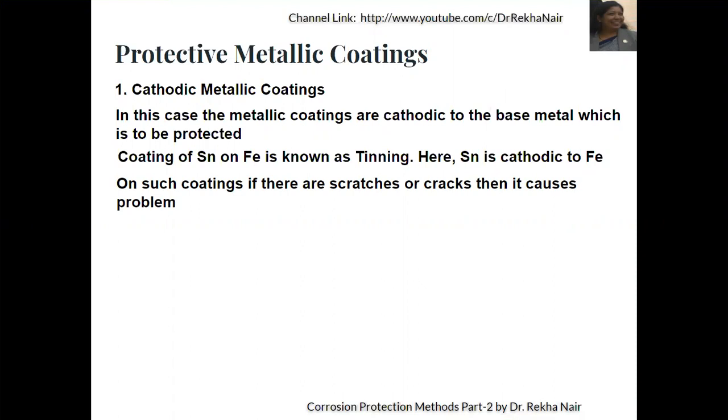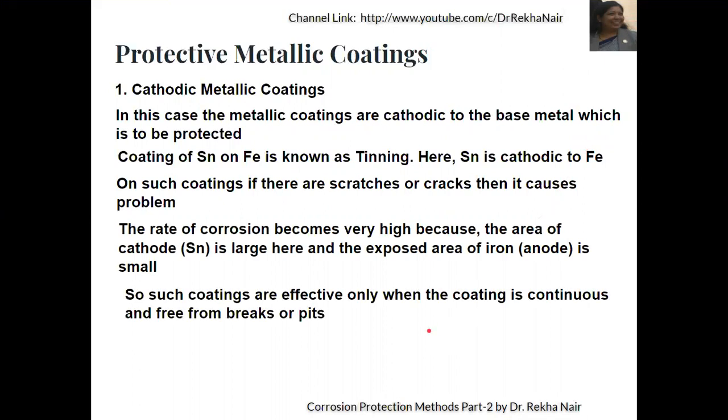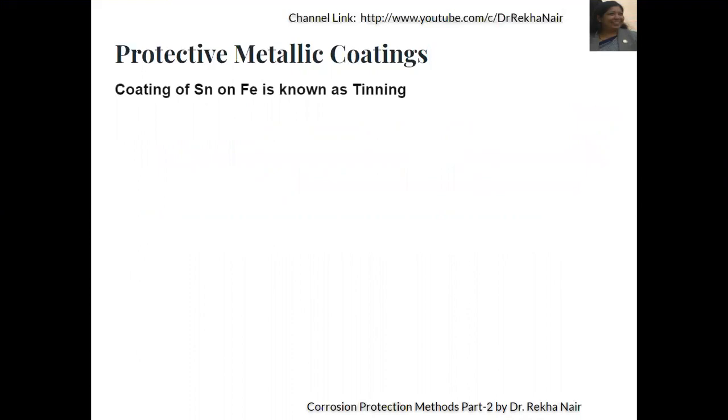So whenever there is a coating, the base metal is safe. But if there is any scratch or crack, then the exposed part is the base metal, which is anodic in nature and will increase the rate of corrosion. So the area of the cathode is large here, and the exposed area of iron, the base metal, is small. Such coatings are effective only when the coating is continuous and there are no breaks, pits or scratches. Let us understand it by diagram.